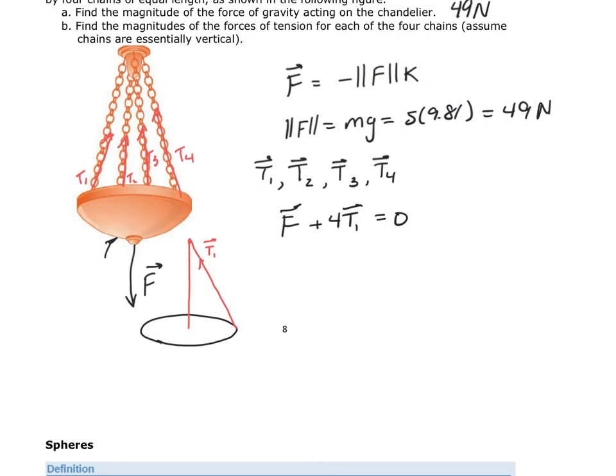I can break this up into 2 components, this component and this component. I'm going to call this A and this B, because I can break it up into the 2 components just like we did when we were in 2 space. So I know that my tension T1 is going to be the A component plus the B component.